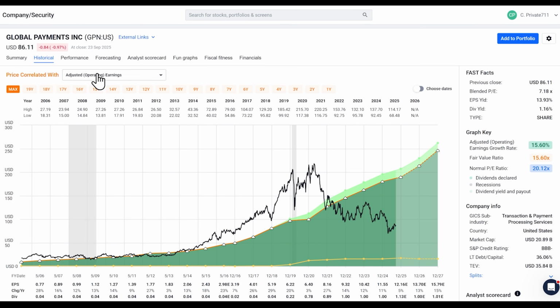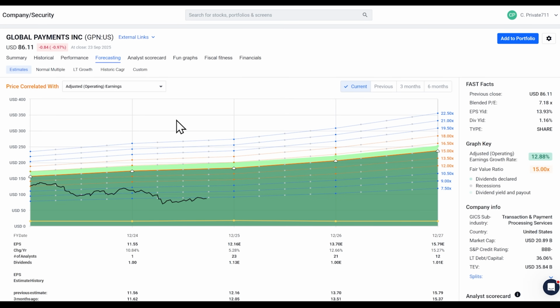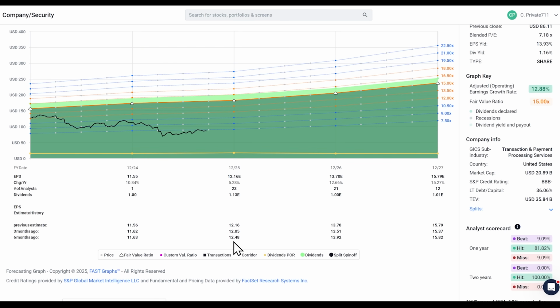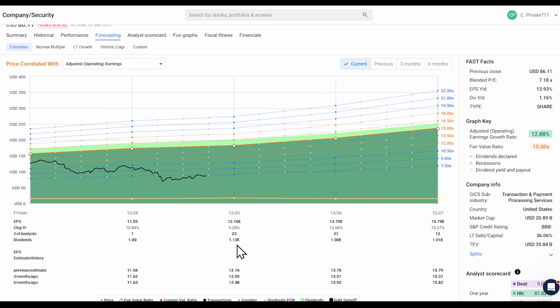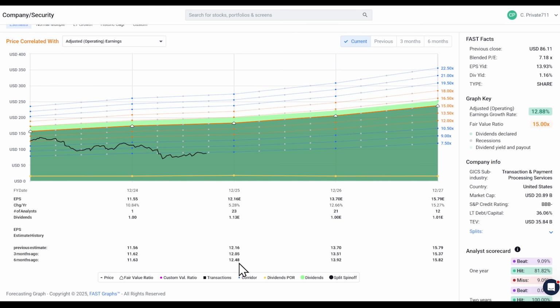When I go into the forecasting graph, Fast Graphs, I realize that it would be naive to expect these analysts to be perfect. Note how the analyst estimates have changed. Six months ago for this year, analysts were estimating $12.48 for Global Payments. Then they dropped that to $12.05, and that's part of what I think causes the stock price to drop. That was 3 months ago. Now they've raised it back to $12.16, where they currently sit. Okay, so the estimates change and they vary.